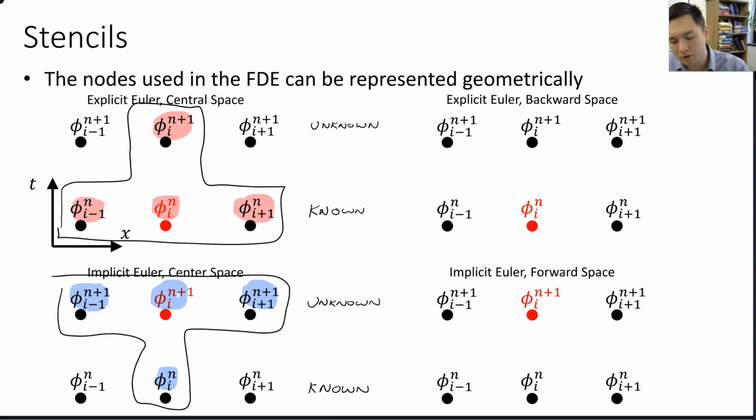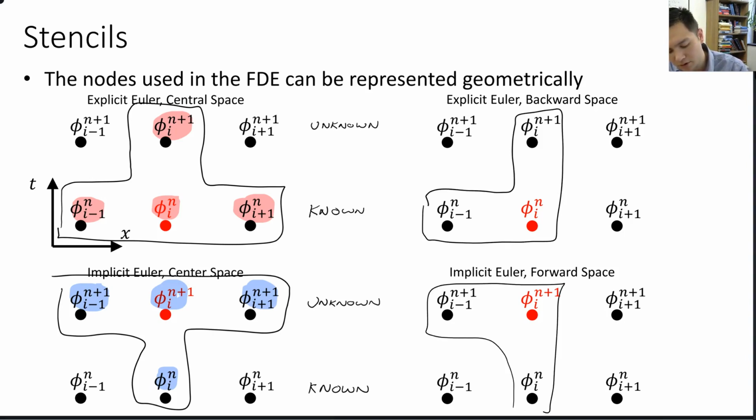Another interesting thing for us to visualize is what would happen if we were doing a different spatial discretization, if we were doing a backward space approximation, for instance. Well, our shape would look a little bit like this. Or, for the implicit case, would look something like this. And we'll talk on how the shapes of these stencils ultimately impact the way error propagates through our system.